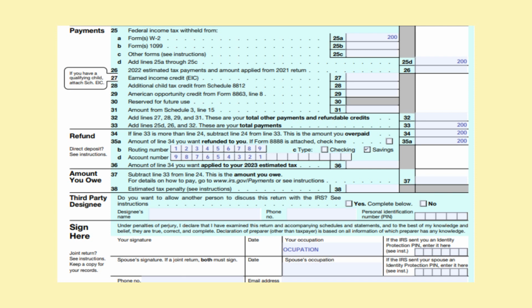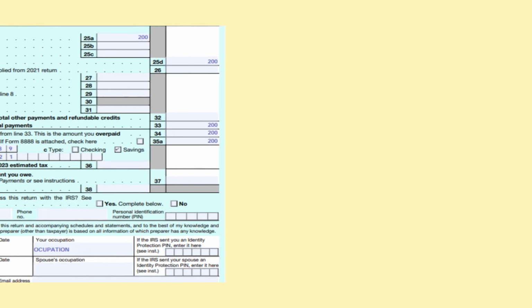Since you have no tax, your overpayment will be $200. Place that amount on line 34 and carry it down to line 35A as you'd want it refunded to you. If you want it directly deposited into your bank account, complete lines 35B, D, and C. If you want the check sent to you directly, cross off lines 35B and D. Make sure to sign, date, and put your occupation at the bottom of the form.